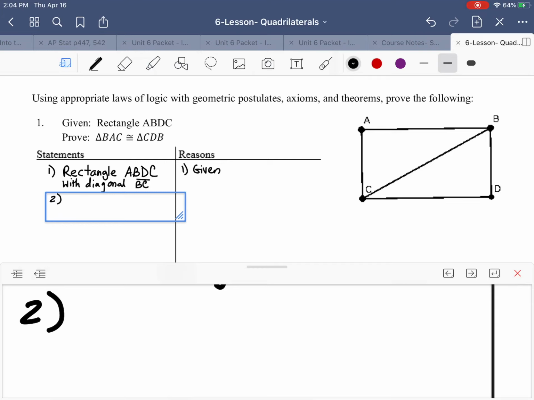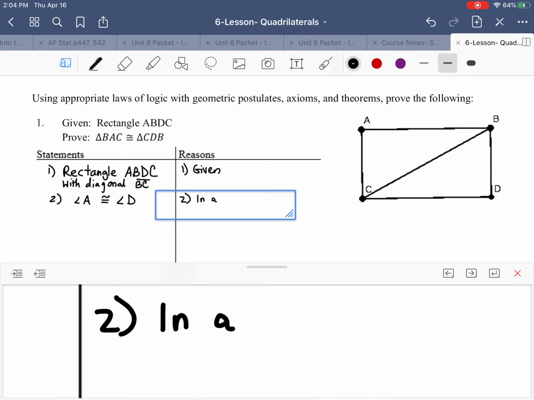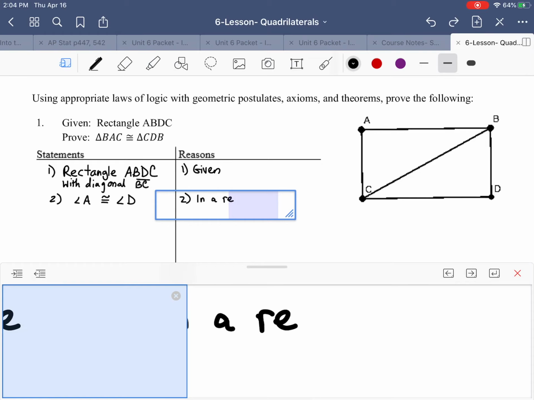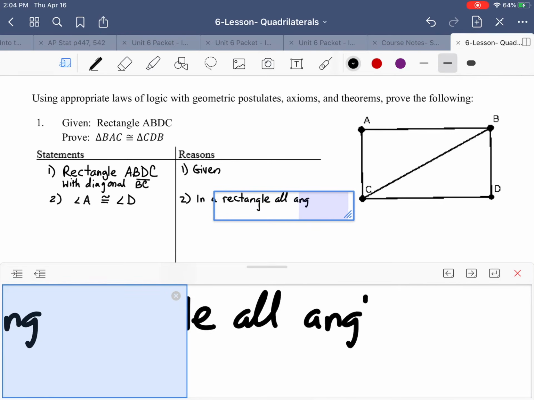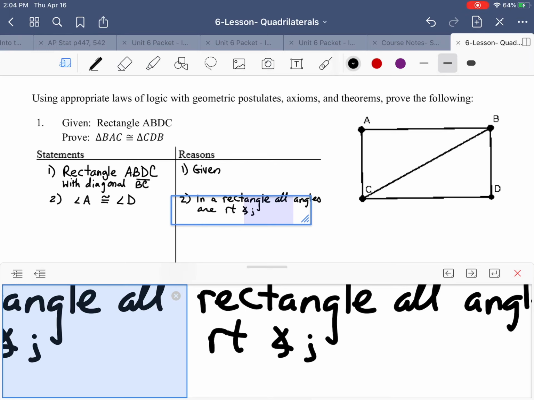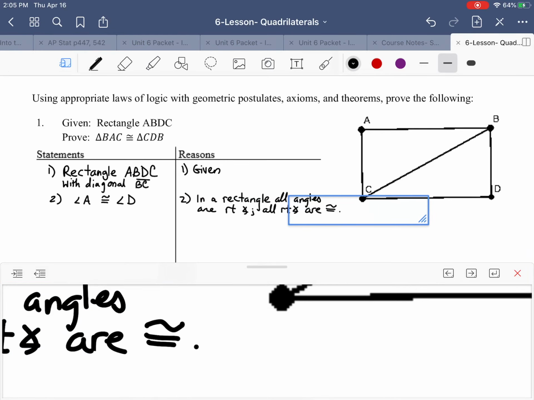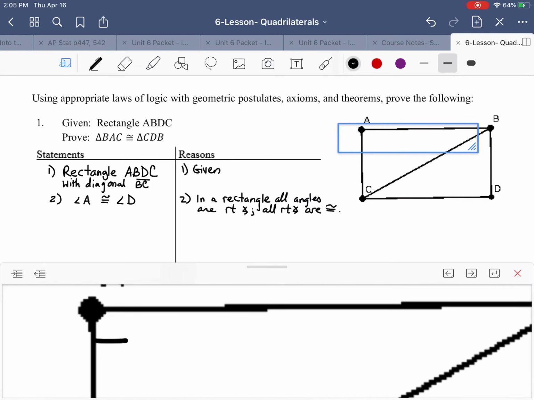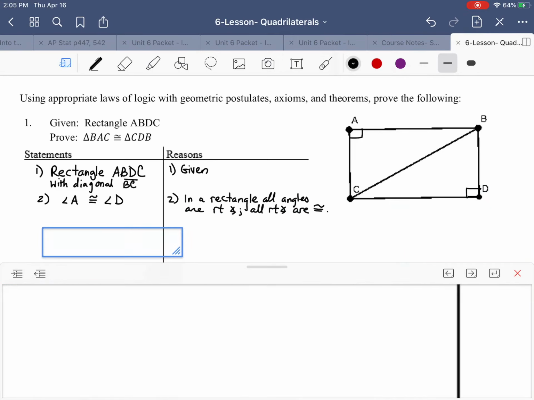So what I'm going to say here is that angle A could be no other thing, so we'll just call it angle A, is congruent to angle D. In a rectangle, all angles are right angles; all right angles are congruent. So I'm going to jot that down.